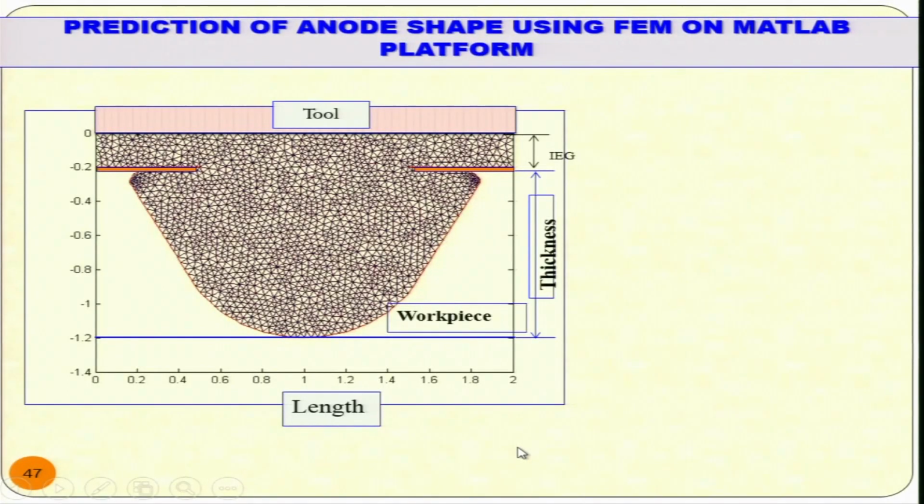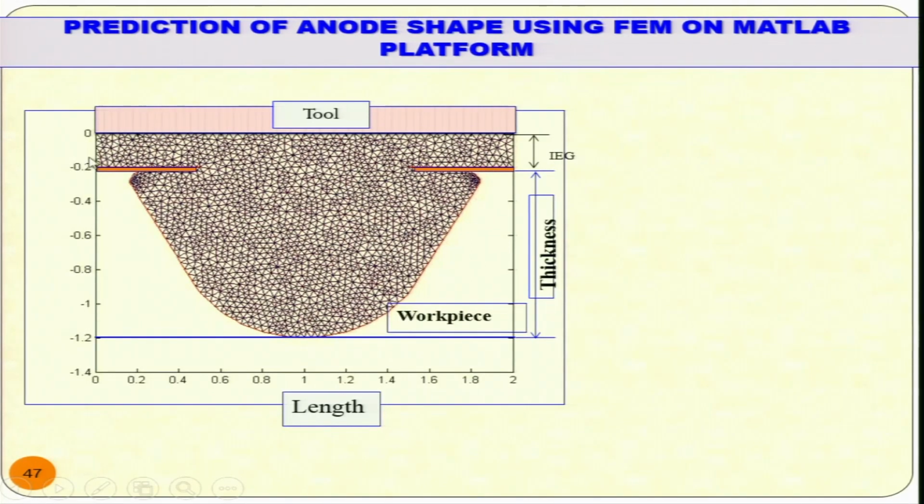Now prediction of anode shape using the finite element method on the MATLAB platform. I am not going to discuss details of this, how to develop the model and other things, but I am just giving you some idea of how well it can be tackled. You can see here this is the inter-electrode gap, and this is the finite element mesh, this is the tool, and this is the workpiece over here, and here it is the mask.